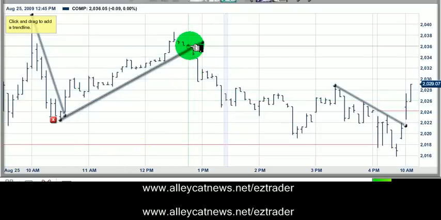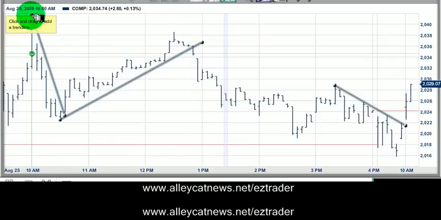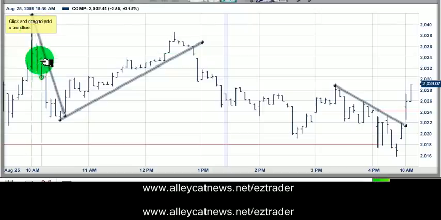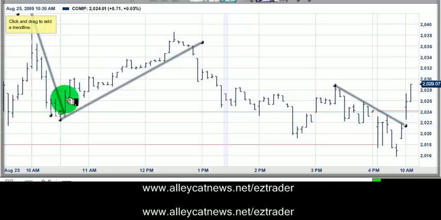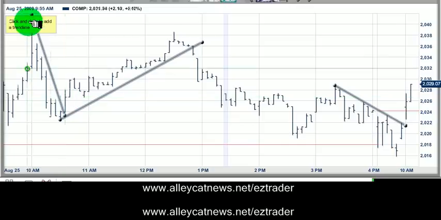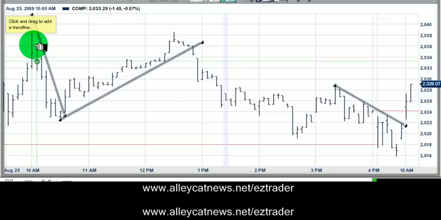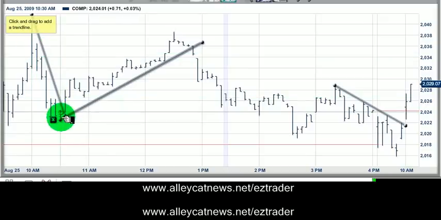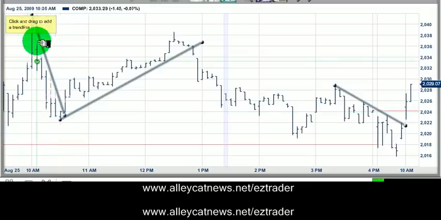We're looking at the NASDAQ, and this is just a chart of yesterday, Tuesday, August 25th. I drew a couple of trend lines on here. The first one, this downtrend line, was around the start of the day, 10 a.m., and it broke that trend line right around 10:30. You can see it went from roughly 2040 to about 2024, so around a 16-point drop in about half an hour.